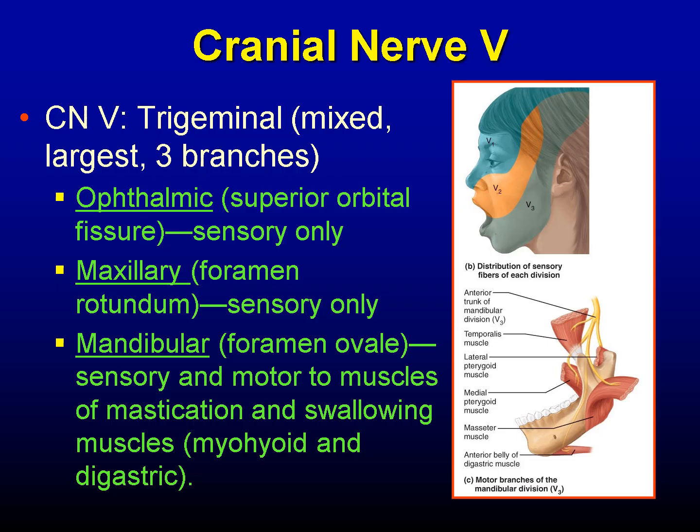The maxillary division V2 is also sensory only, with its fibers running from the face to the pons through the foramen rotundum. This division also carries fibers from the lower nasal cavity and from the upper teeth. The third division is the mandibular division V3. It carries both sensory and motor fibers. The sensory fibers convey information from the lower teeth, in addition to the skin and scalp as shown. The motor division supplies the muscles of mastication and some of the muscles used in swallowing.